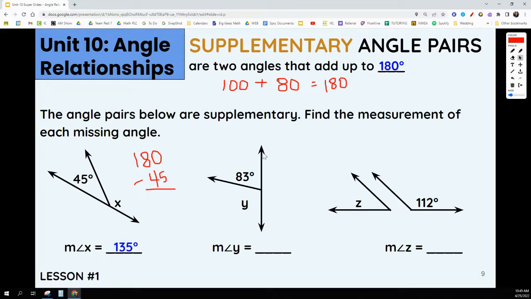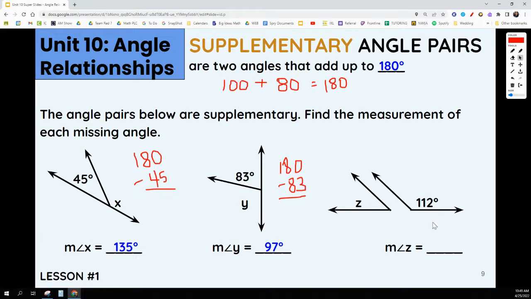All right, here's another straight line. Straight lines are 180 degrees. And I know this given angle is 83 degrees. So to find the measurement of angle Y, I'm going to have to do 180 minus 83. And I would get 97 degrees. Together, those would add up to a straight line of 180 degrees.